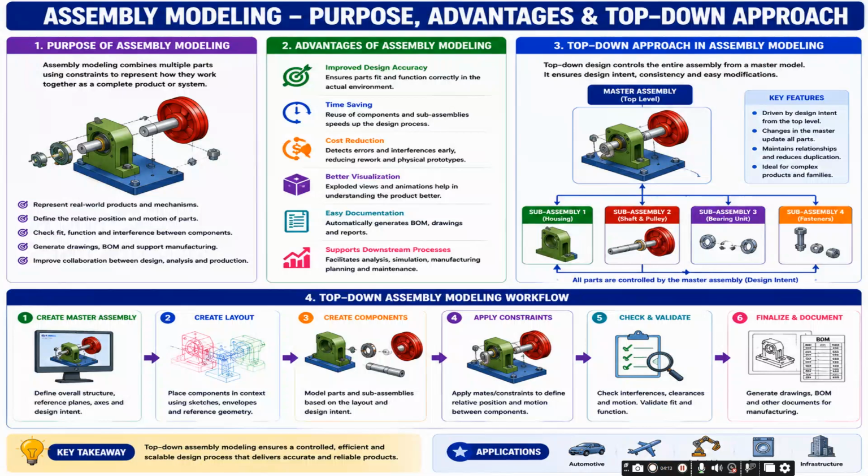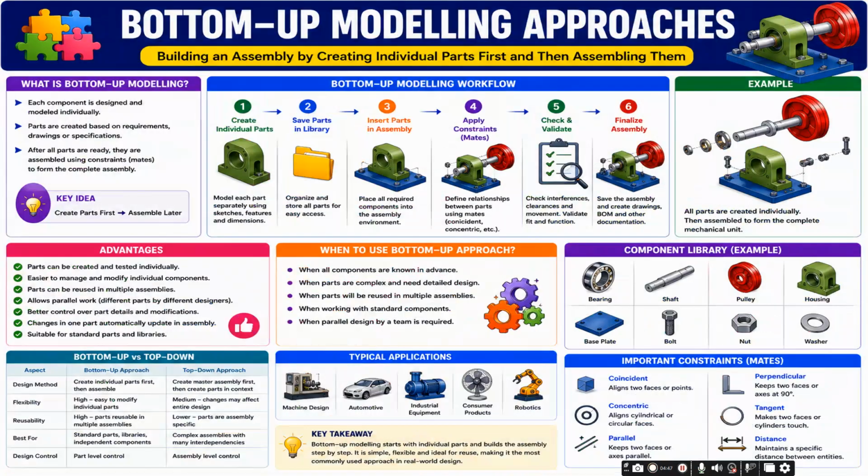So, top-down approaches in assembly. Master assembly, key features: subassembly for the housing, subassembly for the shaft and pulley, subassembly for the bearing unit, and subassembly for the fasteners. These are examples of the fasteners for the assembly in design. Then create master assembly, then create layout, then create components, then apply constraints. This is the workflow of the top-down assembly. So finally, checklist and finalize the document. Applications are the same: automotive, aeronautical industry, robotics, and home places and infrastructures.